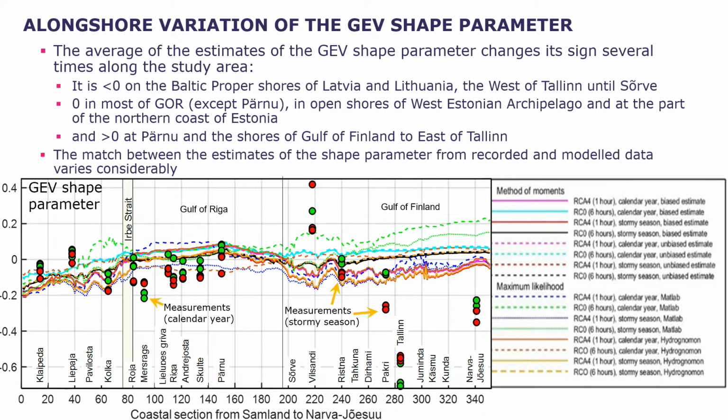The average of GEV shape parameter is 0 in most of the areas in Gulf of Riga, except Pärnu region, and also in some points of open shores of West Estonian archipelago and at a part of the northern coast of Estonia. And this parameter is positive in Pärnu and at the end of the Gulf of Finland. And also the match between the estimates calculated based on modeled data and based on the recorded data varies remarkably along the study area. The match is better with recorded data in Latvia than in Estonia.